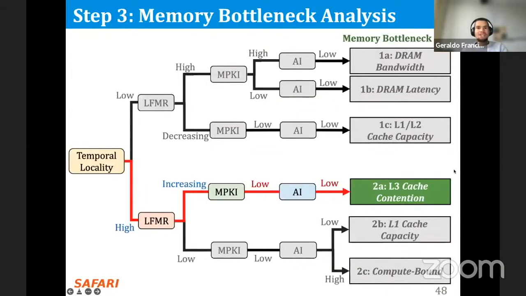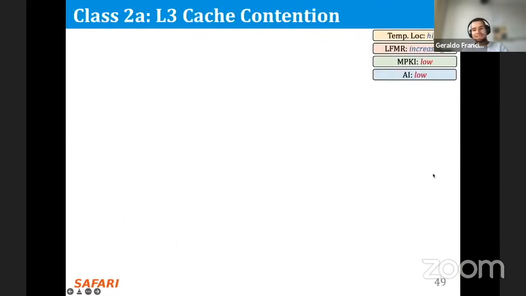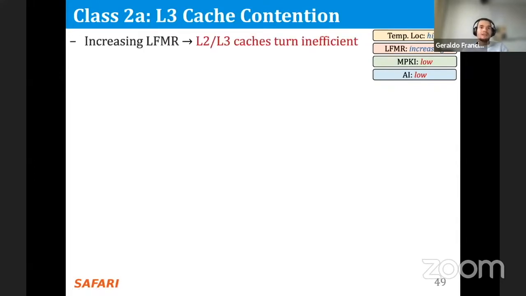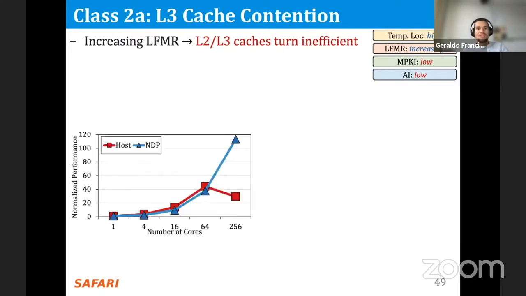Now, we analyze applications bottlenecked by L3 cache contention. Applications in this class have high temporal locality, an increasing last-level-cache miss ratio with the number of cores, low MPKI, and low arithmetic intensity. The increasing last-level-cache miss ratio indicates the L2 and L3 caches turn inefficient when we increase the number of cores. We observe how such inefficiency impacts the host and NDP performance.